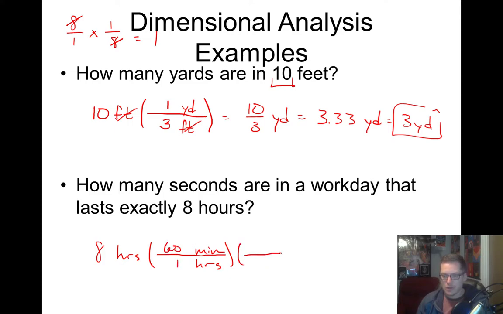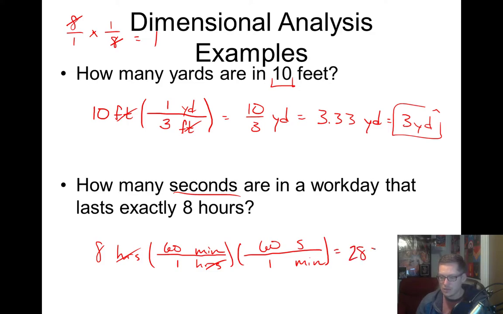Now you can see that our hours have canceled. We're now in minutes, but we need to get to seconds. So we're going to put minutes in the bottom and seconds up the top. For every 1 minute, there's 60 seconds. So this would be 8 times 60 times 60. Anything that's on the top gets multiplied, and anything on the bottom gets divided. So this would be 3,600 times 8.